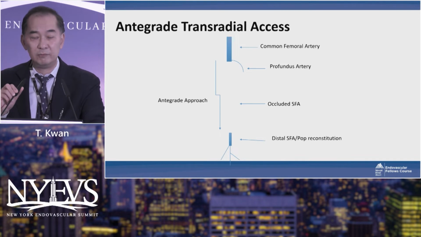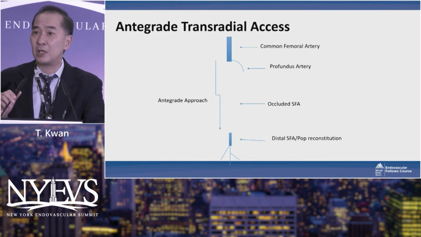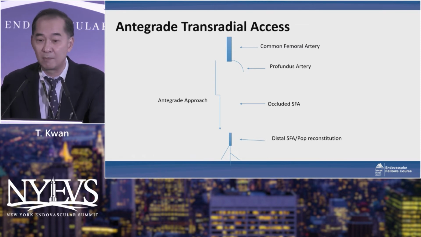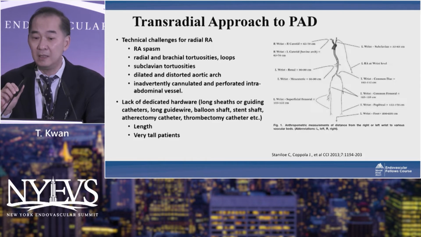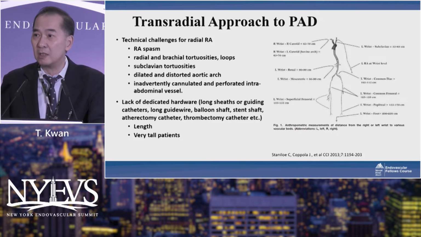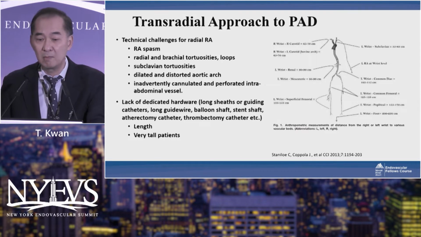From the study of transradial cath in coronary cath, we know transradial is a good thing to do. We can avoid the femoral complication. But the problem is the transradial approach to PAD has many problems. One is the technical challenge. The sheath we're using in transradial is much bigger than the sheath we use in the coronary. And we can cause spasm, and subclavian tortuosity, everything can be bad, can be very difficult.